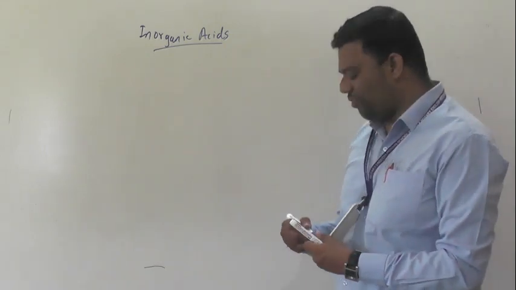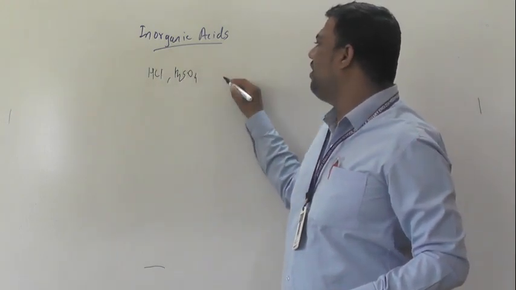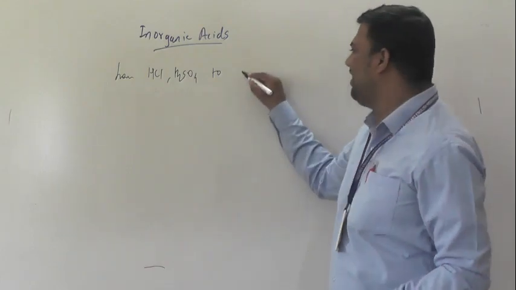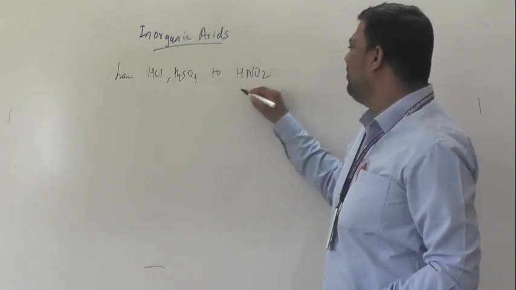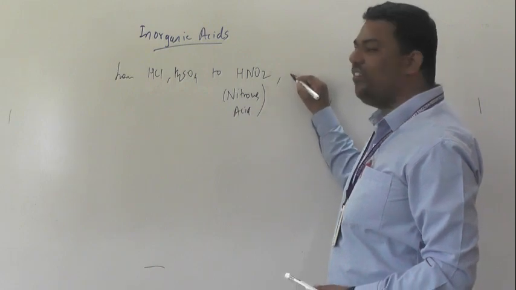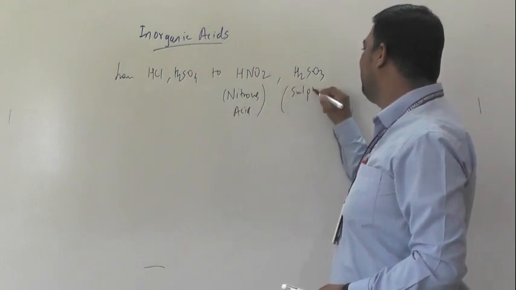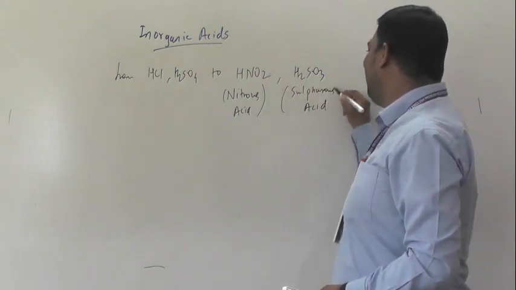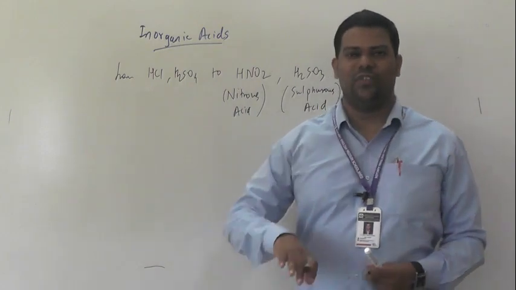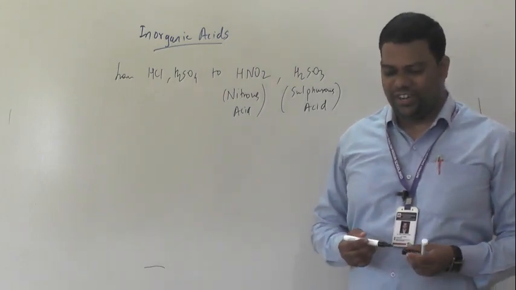Inorganic acids range from strong acids to weak acids. Strong acids means your HCl, H2SO4. So what is a weak acid? Yes, weak acid, HNO2. HNO2 is nitrous acid. Then we will discuss sulfurous acid, H2SO3. Sulfurous acid is basically an inorganic acid, not present in nature. So it ranges from strong to weak acid, as we discuss here with the help of examples.